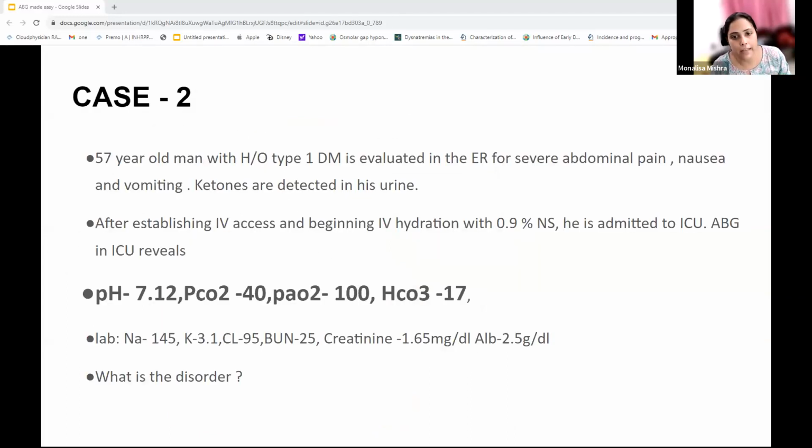Okay, now next case. You can answer your questions in the chat. A 57-year-old man with diabetes presents to you with severe abdominal pain. Ketone bodies are detected in urine, so there is a clue in the history itself. Then you establish the IV access and start hydration. The ABG is this. So what is the primary disorder here? Anybody want to write the answer in the chat? The pH is 7.12. Just identify what the primary disorder is. Is it respiratory, metabolic, acidosis or alkalosis?